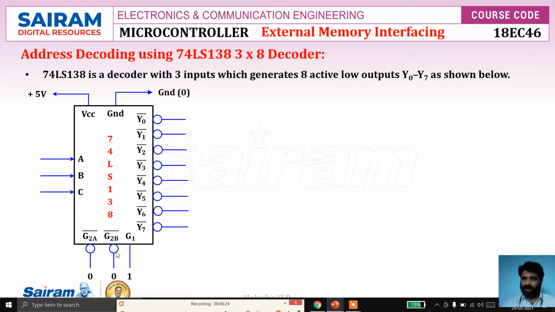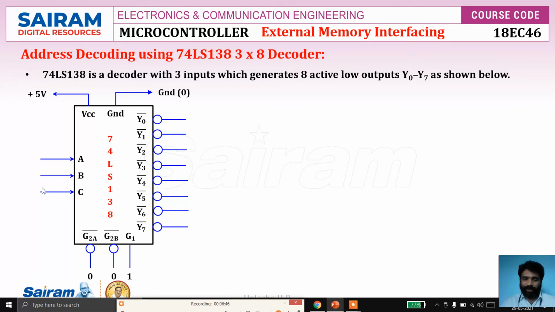It has 2 active low enable inputs and 1 active high enable input. I have connected the two active low enable inputs to 0 and the active high enable input to 1. VCC to 5 volts and ground to 0. And these are the active low outputs, Y0 to Y7, and these are the inputs A, B, C.